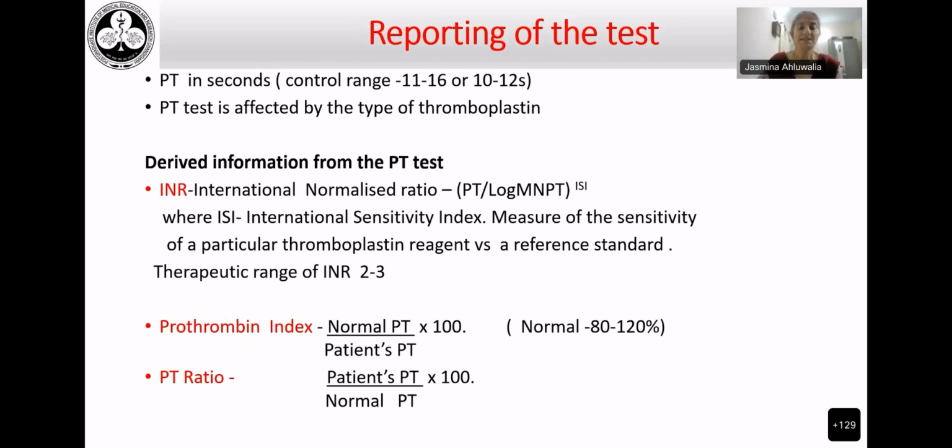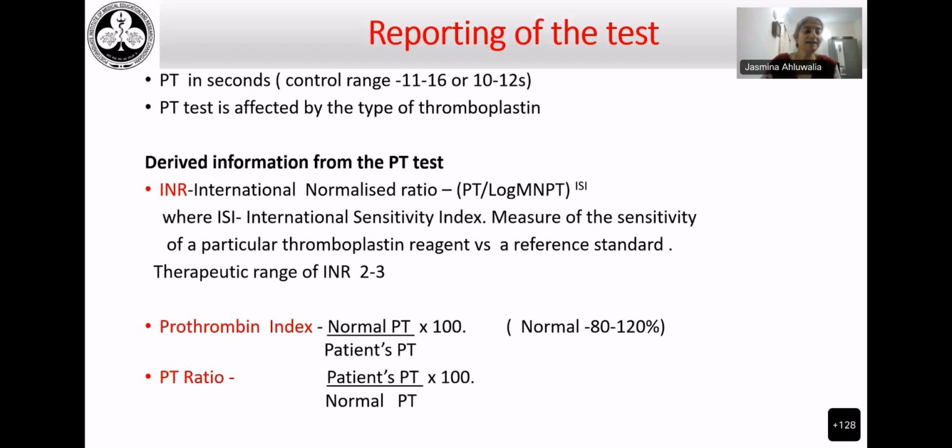Log mean normal PT is the geometric mean of our normal pool plasma, and ISI is a value which measures the sensitivity of a particular thromboplastin reagent versus a reference standard. Normally, the INR should lie between 2 and 3 if the patient is taking an adequate dose. If it goes beyond 3, there's a danger of bleeding. If it's less than 2, then there is a danger of thrombosis.